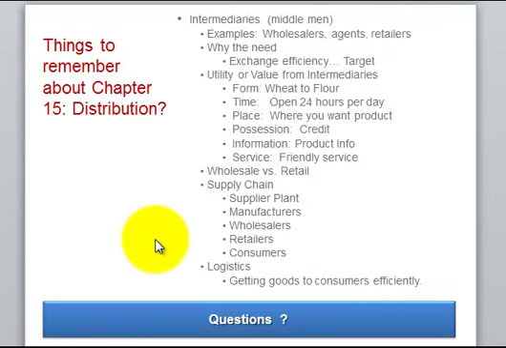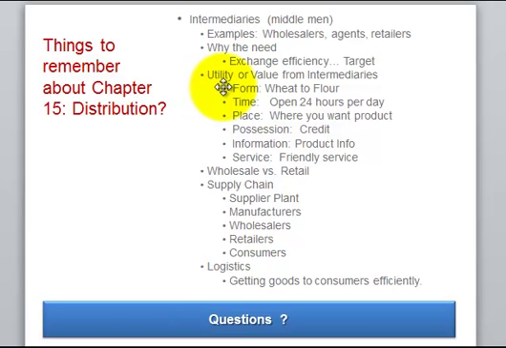Now, distribution of your product. How are you going to get it distributed? Well, there are things called intermediaries or middlemen or middlewomen, and they're wholesalers, agents, and resellers. They exist because they help efficiency. They much more efficiently get the product to the customer. And they can add value in several ways called utilities.